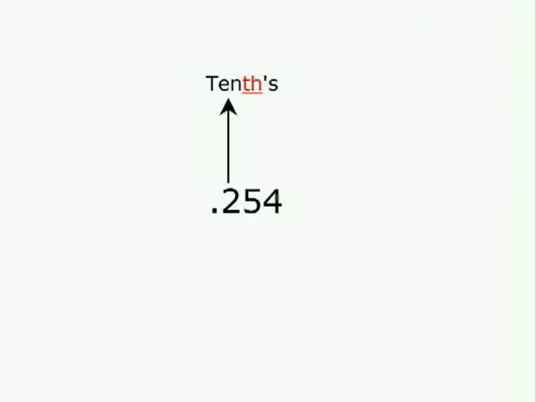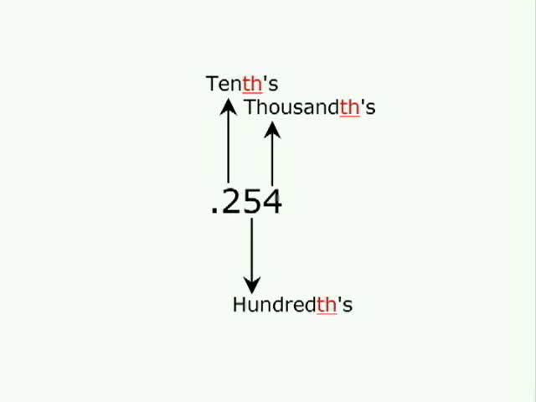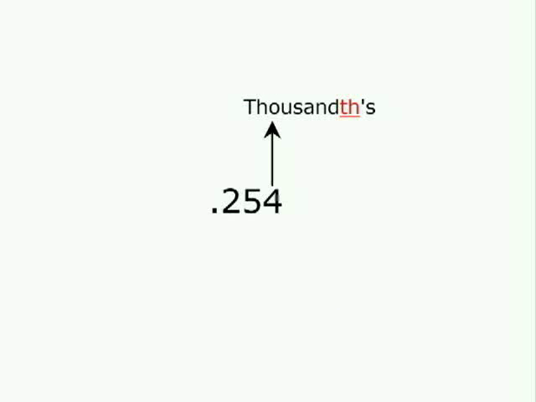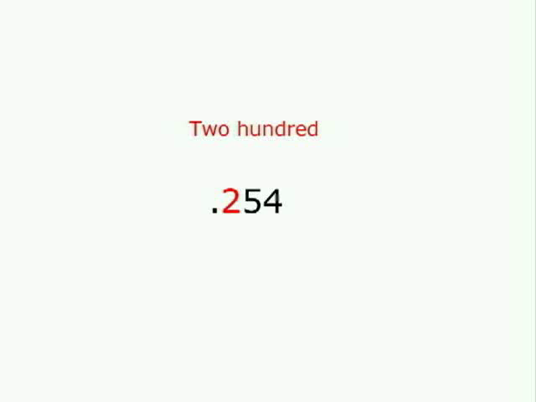The first place value is tenths. Second place value is hundredths. The third and last place value is thousandths. So the number's in thousandths. Yes, now read the number part, then attach the place value onto that when you're finished reading it. So you read it as 254 thousandths.